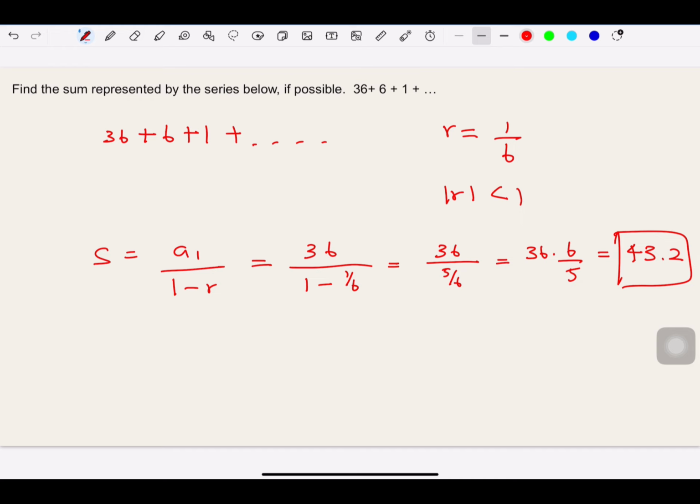So this is how you do a calculation with an infinite geometric series. But remember, in order to use this formula, the absolute value of the common ratio should be less than 1. Only in that case can you use this formula. If the common ratio is greater than or equal to 1 in absolute value, the series will diverge. There's no sum.